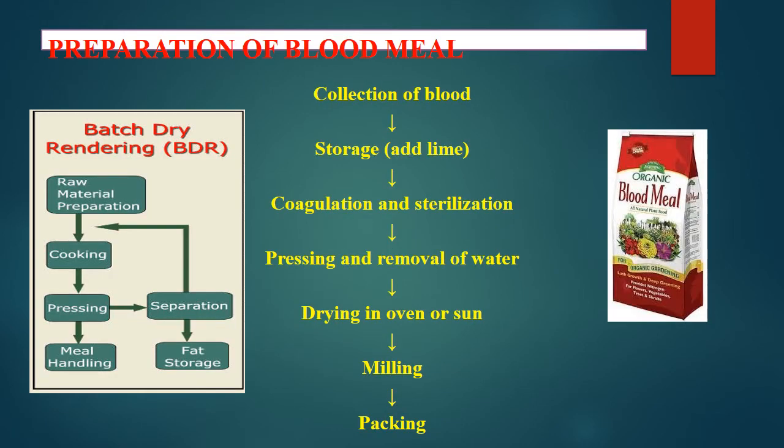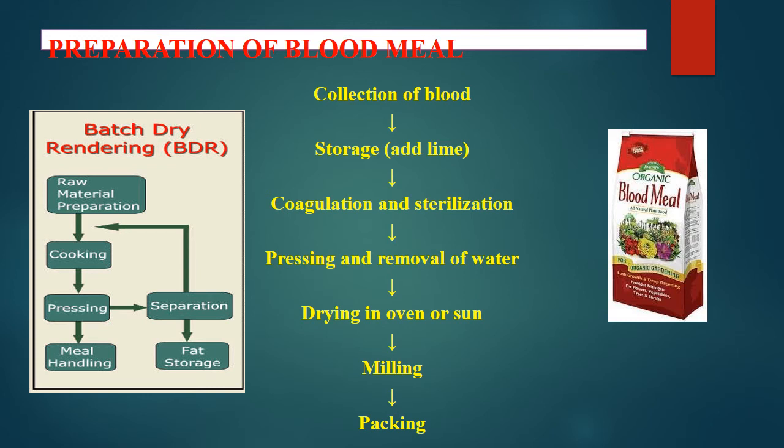Here once again let us understand the process flow for the preparation of blood meal. The first step is collection of blood. Then if it is not processed immediately, it can be stored, and especially lime can be added. Then during processing, it is done by heating or cooking. There is first coagulation, and then at a later stage further heating causes sterilization, and then it is kept for pressing. By pressing we can remove much of the water, or we can do it with the help of a cloth in the case of small scale processing, whereas in large scale processing we need mechanical facilities to squeeze the water.